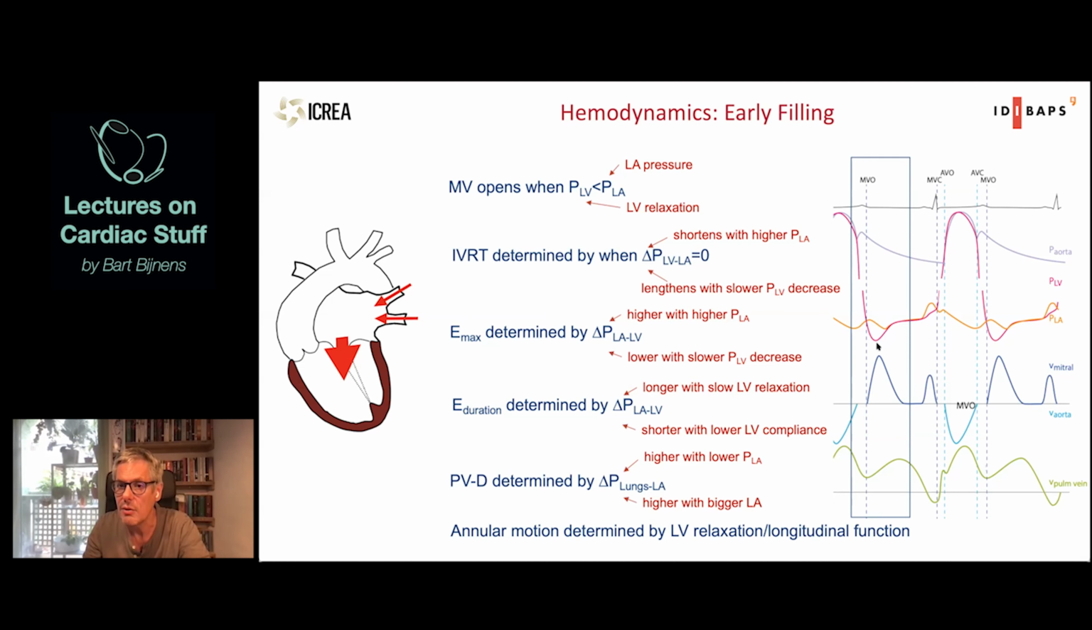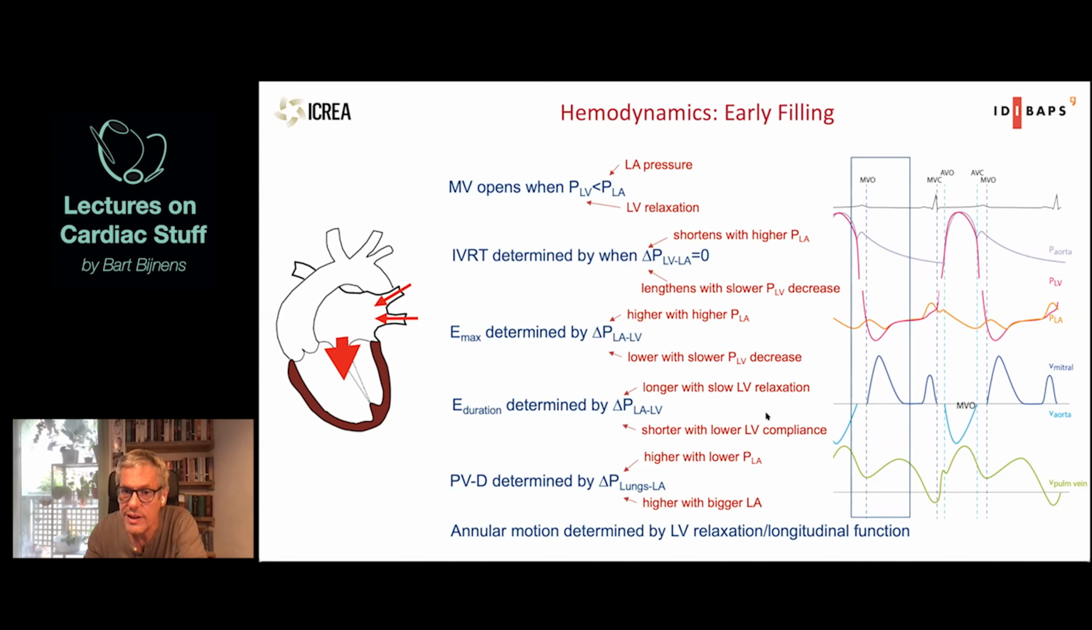So looking at the duration, that is mostly measured by how fast the pressure decrease will be. It's what we call the E deceleration time, so the time that it takes for the E wave to get to zero again. That will be determined by how fast we have pressure equalization. So that will take longer if we have a slower relaxation of the ventricle. That will be faster if we have a very stiff ventricle, which is not relaxing or not able to get any volume.